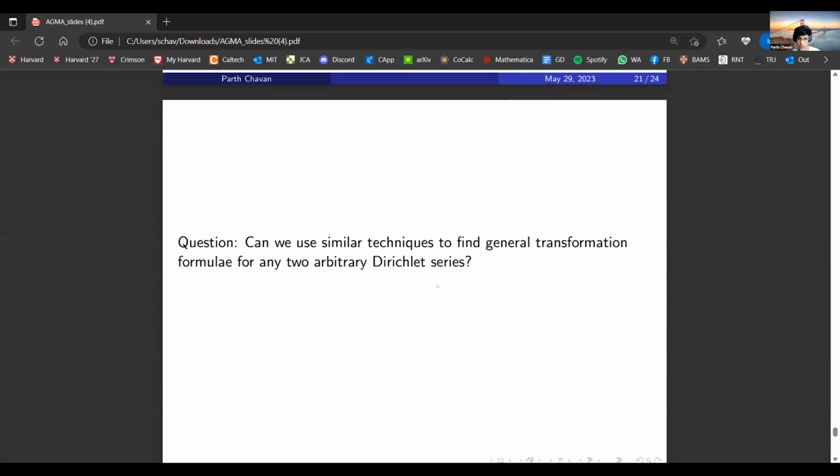Now, I would like to end this talk by asking the audience a question: if we can use similar techniques to find general transformation formulae for any two arbitrary Dirichlet series, since this would allow us to find many transformation formulae, for instance, transformation formulae for L functions, etc.